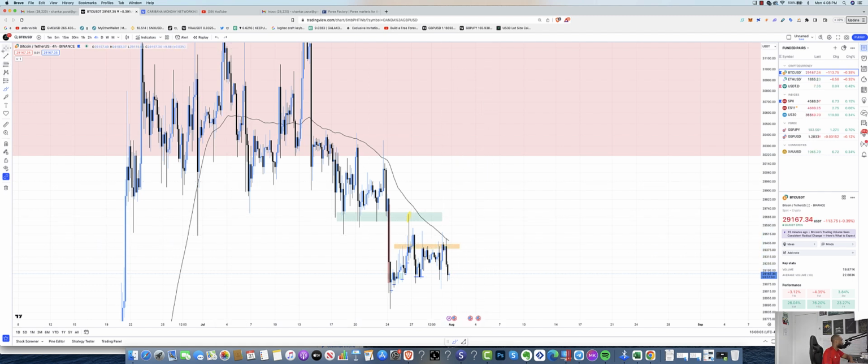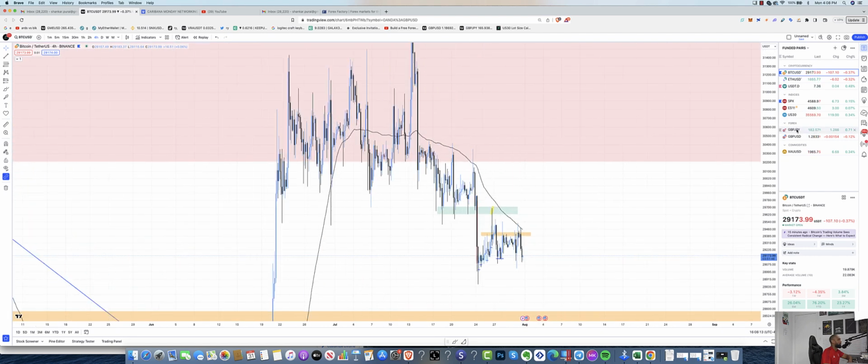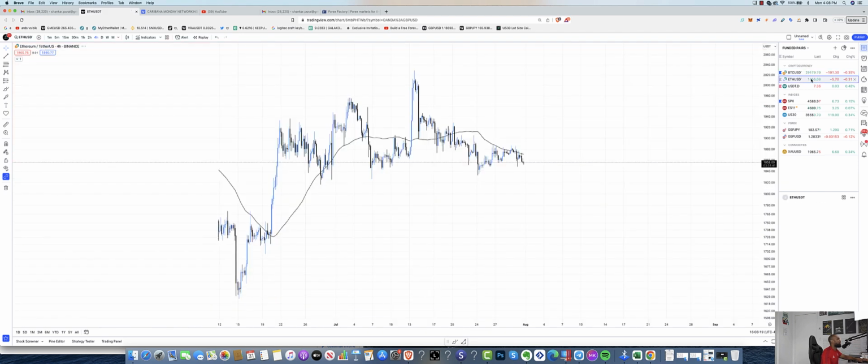But in the meantime, this is a no trade area right now. I wouldn't be taking any type of longs or shorts right now. So let's look at Ethereum, guys.